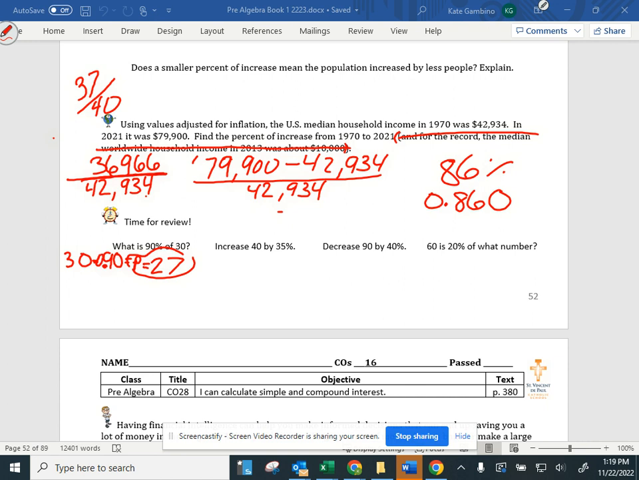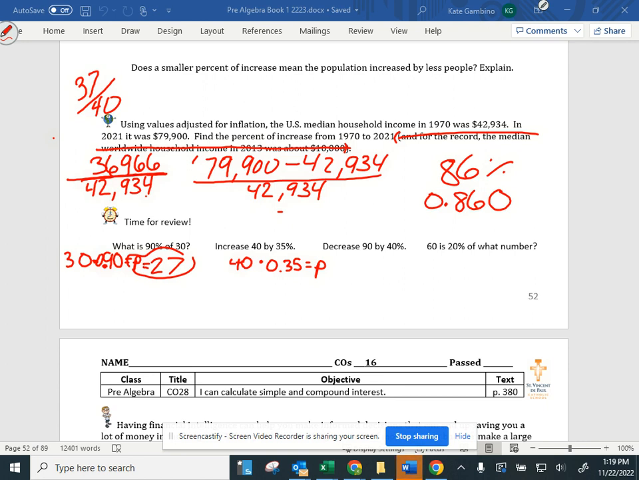Yep. Okay, next one. Increase 40 by 35%. So 40 is our whole, right? And we want to increase by 35%. We have to find what that part we're going to increase by and add it to the 40. So what is the part that we're going to increase it by?